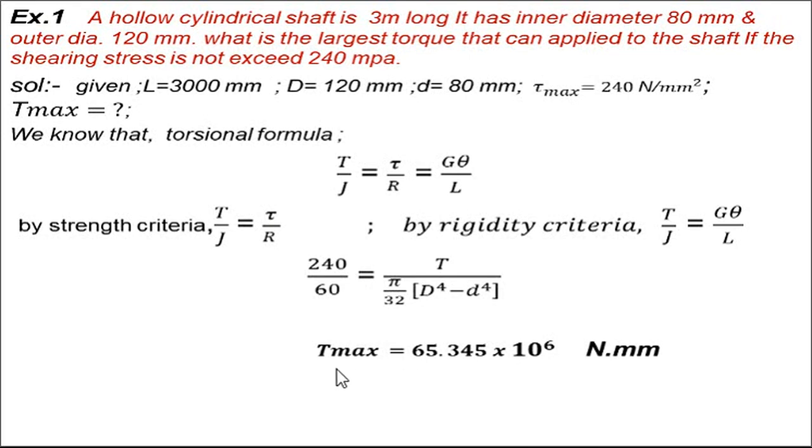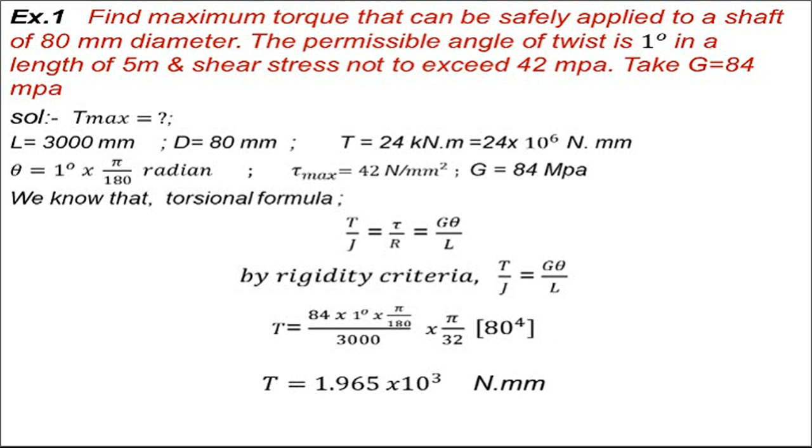In this way we solve this particular problem by using the torsional equation. In this problem you need to remember the torsional formula first, and the strength criterion equation and rigidity criterion equation. Whenever the maximum torque is asked, you use both of these, and there is a high chance that your maximum torque will come from the strength criterion itself. Let us take the second problem.